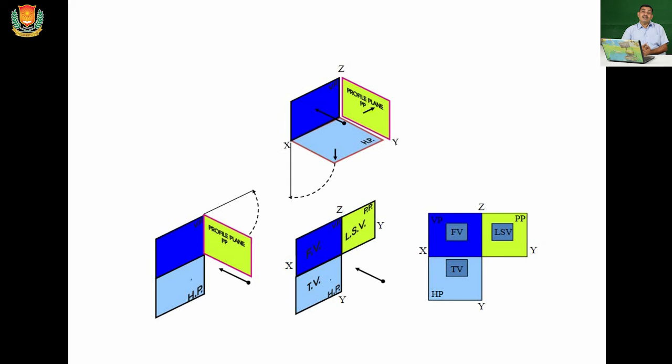So in orthographic, in any view, we get only two dimensions, and all these three views give complete information about the actual size and shape of the object.